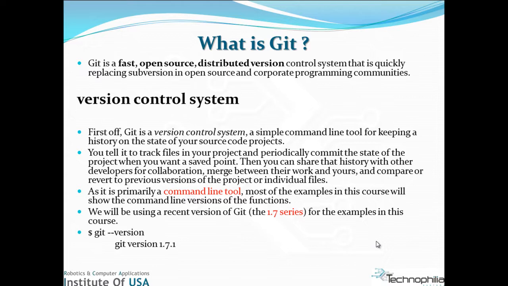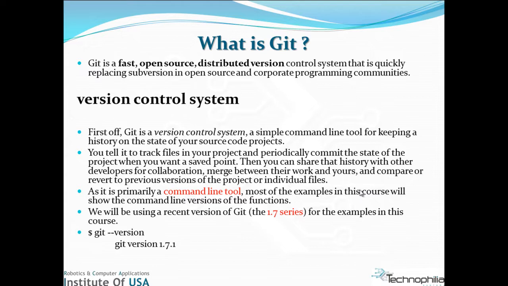First off, Git is a version control system, that is, a stable command line tool for keeping a history on the state of your source code projects. You tell it to track files in your project and periodically commit the state of the project when you want a save point. Then you can share that history with other developers for collaboration, merge between their work and yours, and compare or revert to previous versions of the project or individual files. As it is primarily a command line tool, most of the examples in this course will show the command line versions of the functions.